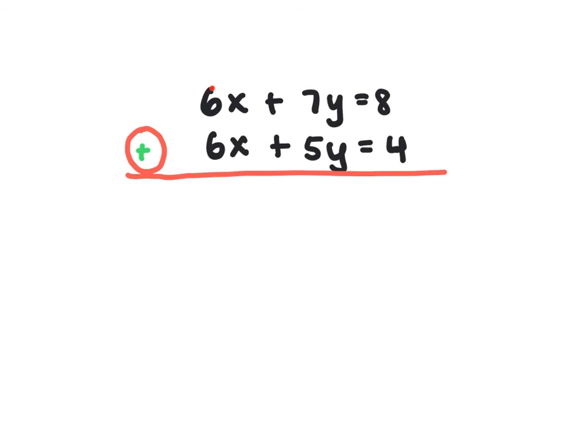So if I were going to add, I would have 6x plus 6x. That's 12x. It wouldn't eliminate. 7y plus 5y, that's 12y. It also wouldn't eliminate. So it looks like addition is not going to be the method that's going to cause elimination to happen. So let's try subtraction and see what happens. And so on this one, I've got 6x minus 6x. That's going to be 0. It's going to eliminate itself. And so I know that that's what I'm going to go with.